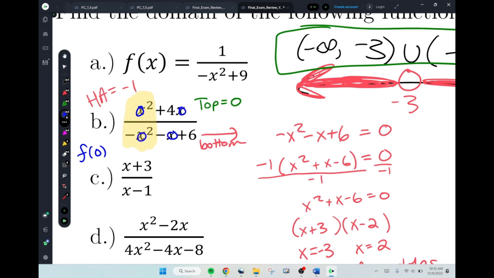So those are really the four things you can do. Set the top equal to 0. Set the bottom equal to 0. Horizontal asymptote is the first thing. And plug in 0 for everything is the y-intercept. Not part of this problem, but this is just good. I like this train of thought.